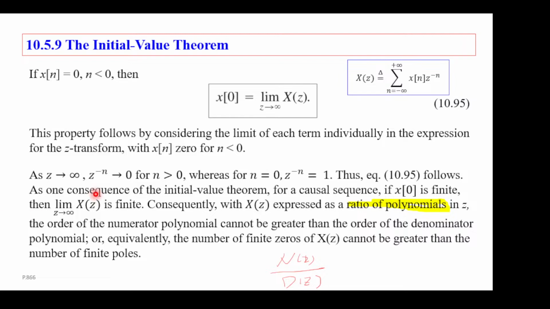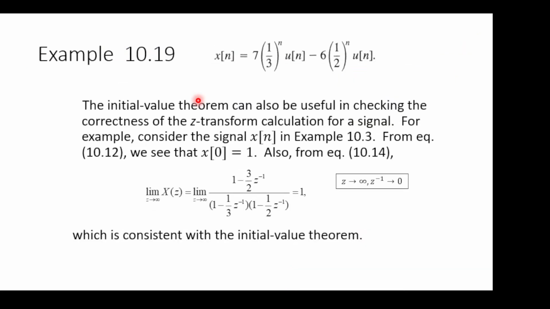Okay, let's start. So that's the initial value theorem. The derivation is much simpler here. You just look at the power series expansion, and you see that as z goes to infinity, all the z to the minus n terms go to 0, so you are left with the n equals 0 term, which is x of 0. As an example, we can use the initial value theorem to check whether our z transform is correct.